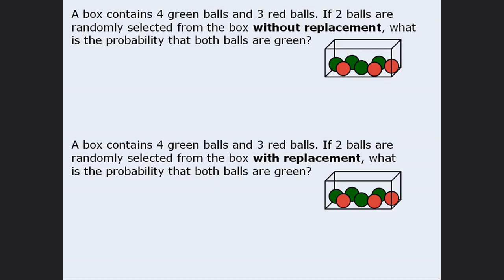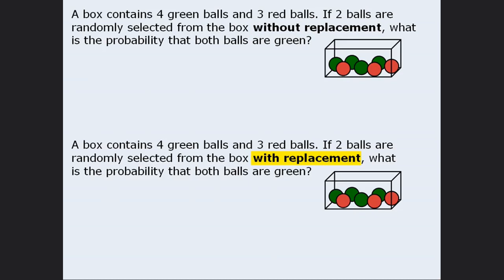selected balls are green. The only difference between these 2 questions is that in the first question, we are selecting the balls without replacement. This means that once the first ball is selected, it remains out of the box for the second selection. In the second question, we are selecting the balls with replacement. So after the first ball is selected, it is put back into the box before the second selection.